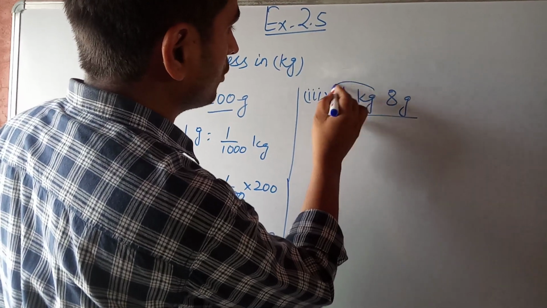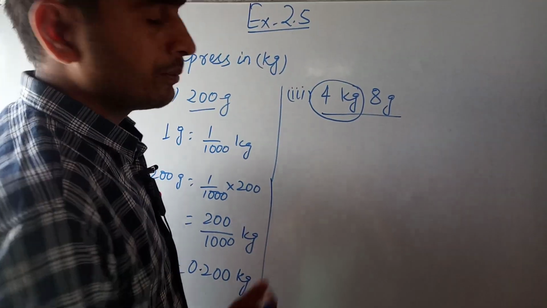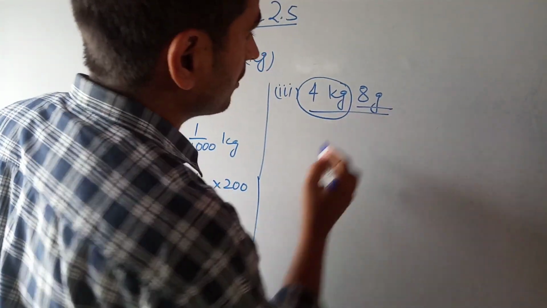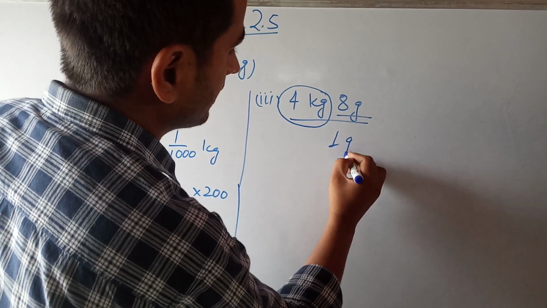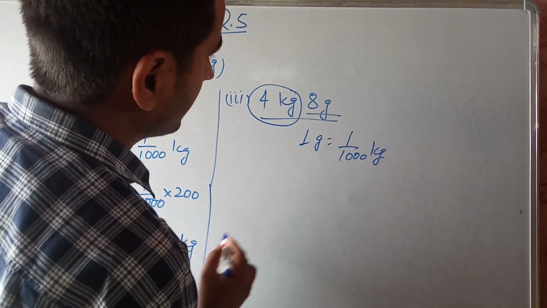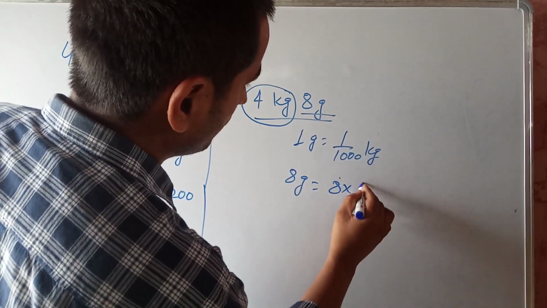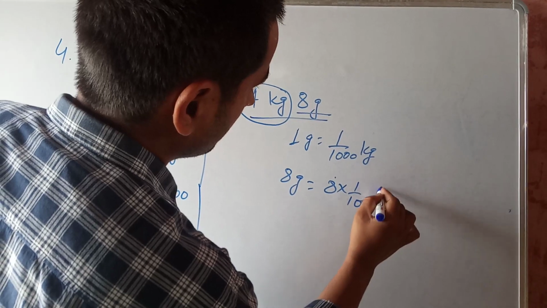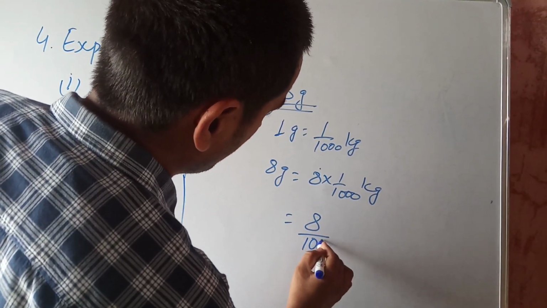Now coming to the third, we have to convert this into kilogram. See here, this 4 kilogram is already in kilogram, so we don't need to change it. We will convert this 8 gram into kilogram. Again we follow the same procedure. 1 gram is equal to 1 by 1000 kilogram. So 8 gram is equal to 8 into 1 by 1000 kilogram, that is equal to 8 by 1000 kilogram.